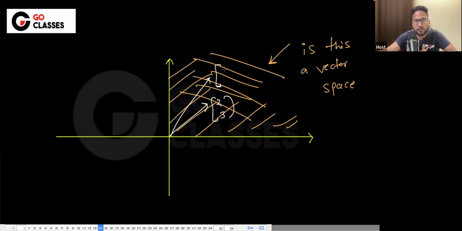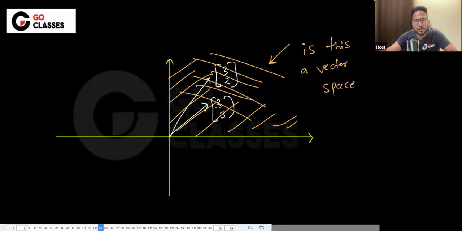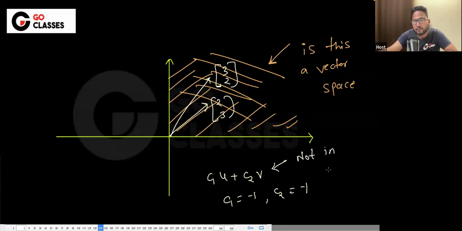3, 2. If both are positive, then obviously you multiply by -1 and add them, both become negative, right? Then you can definitely have a vector which is here, or maybe some other combination can lead out of this space. So again, C1u plus C2v. If you take C1 as -1 and C2 as -1, then this is not in the same space. Getting?